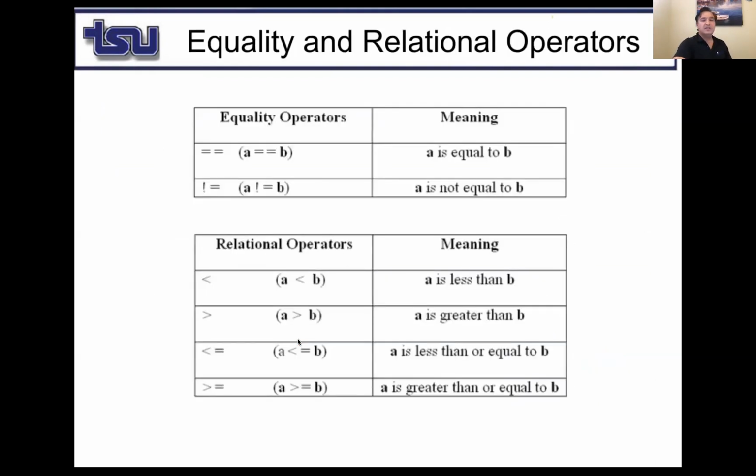Okay, equality and relational operators. As I mentioned in one of those slides, equal equal is the equality operator. It says A is equal to B. Okay? When you say A equal equal B, you are trying to see if A is equivalent to B. And exclamation mark equal means A is not equal to B. Relational operators: less than, greater than, less than or equal to, greater than or equal to. Okay? These are standard things. For example, here A is less than or equal to B.